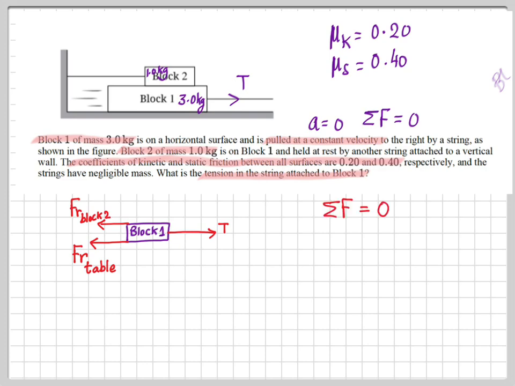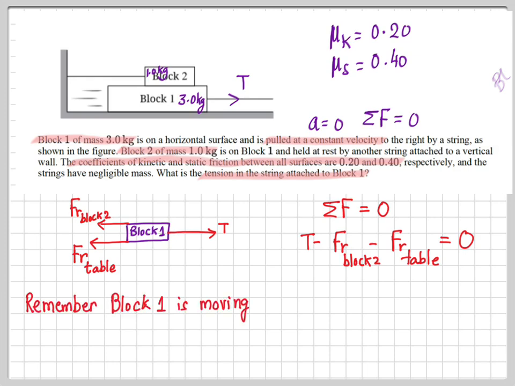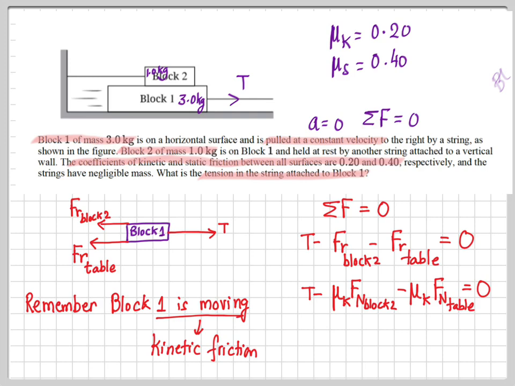Now Newton's second law says that sigma F should be 0, because block 1 is moving at constant velocity. So we can write tension minus the two frictions equals 0. Now remember, block 1 is moving, so it's kinetic friction which we are going to take. Let's write the formula for friction, which is mu Fn, but I'm going to write it as mu K, as it's kinetic friction: mu K Fn of block 2 minus mu K Fn for the table. So we have to check what the normal force is in the case of the table and in the case of block 2.